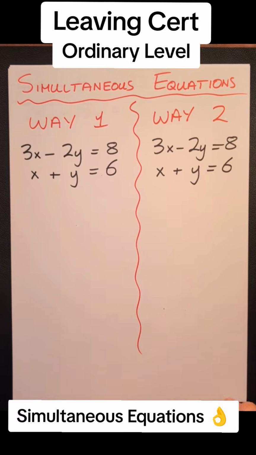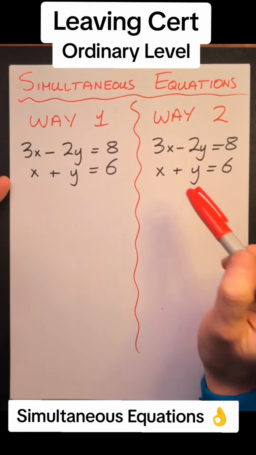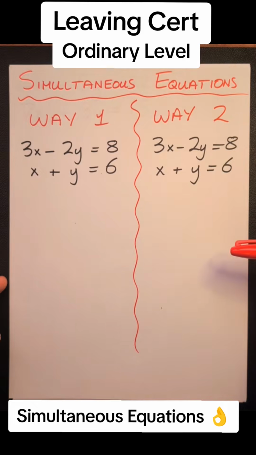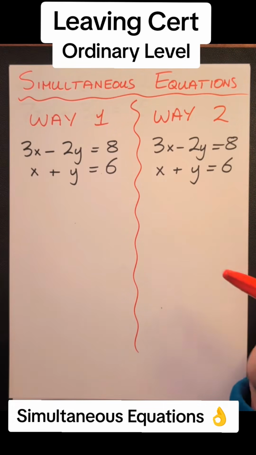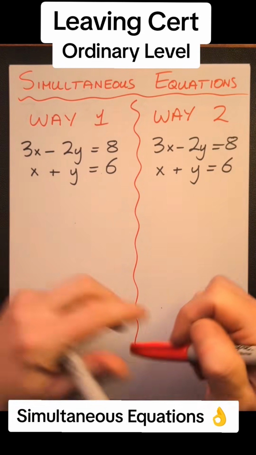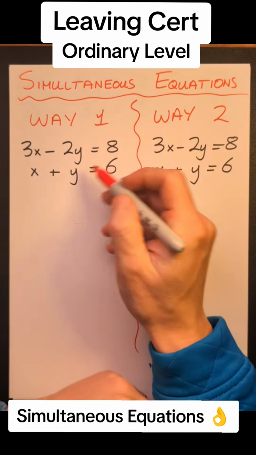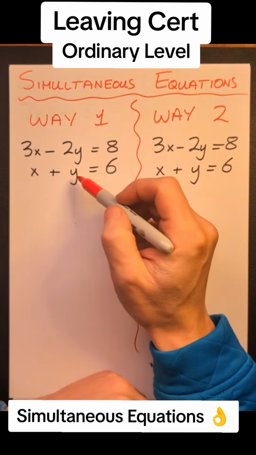So for simultaneous equations, this might be the easiest one you could see, this type here. But I actually have two ways to do it. So I suppose we're talking about ordinary level here, but let me show you the two ways to do it, if maybe one way is just not working for you in class at the minute. So we've two equations, and these two variables, x and y.